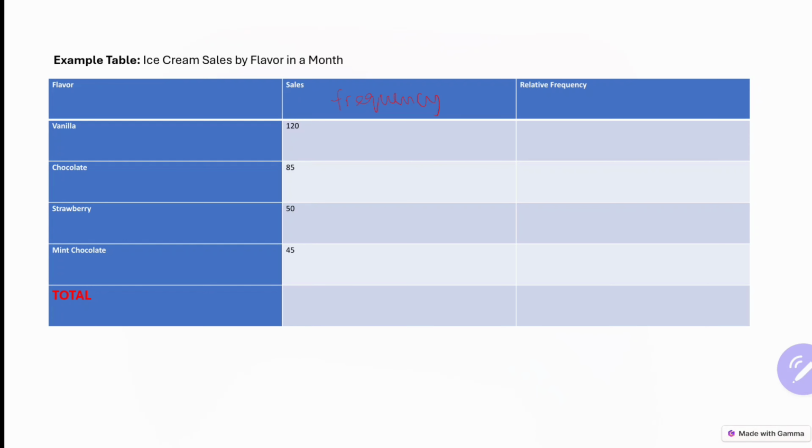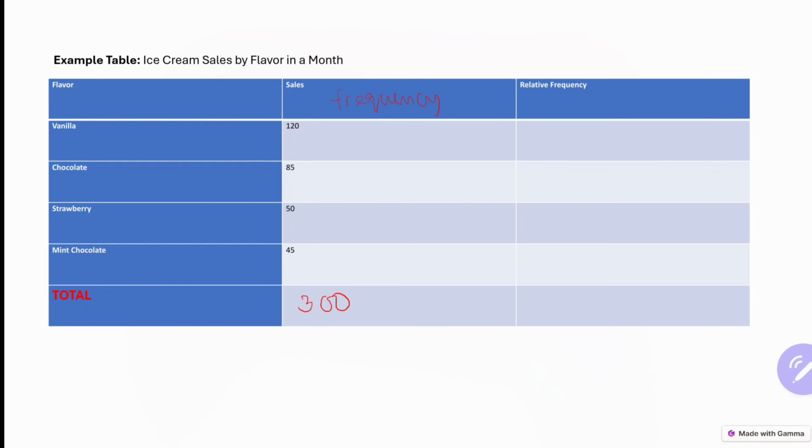And like what I said, for frequency, the sum must be the same thing as the sample size. So when you find the sum of these, 120 plus 85 plus 50 plus 45, this is going to give us 300. This is the sum of the frequencies. Then how do we calculate the relative frequency? To calculate the relative frequency, you need the frequency for each category divided by the sample size.